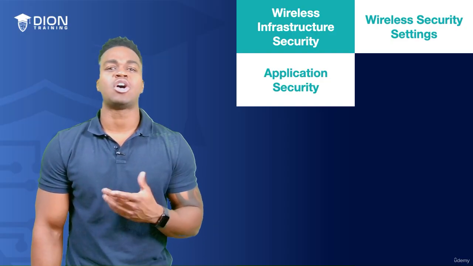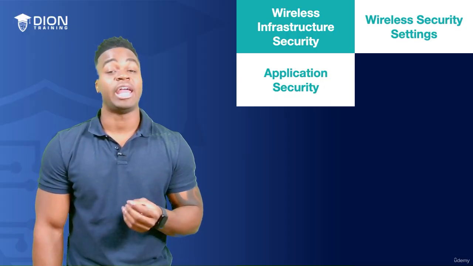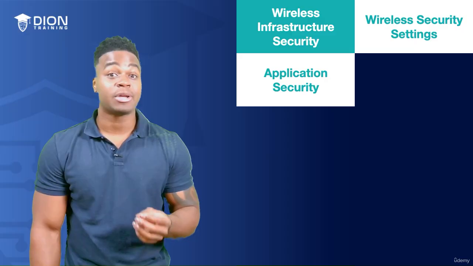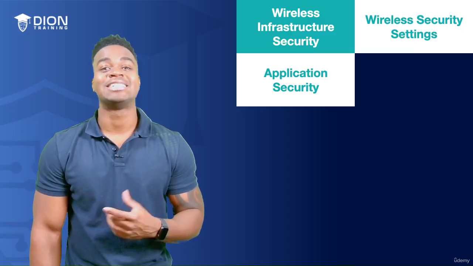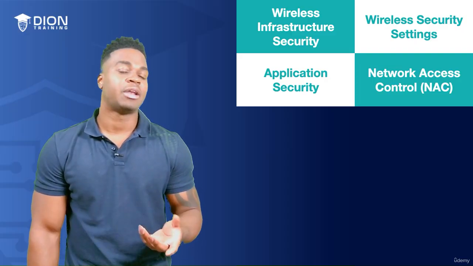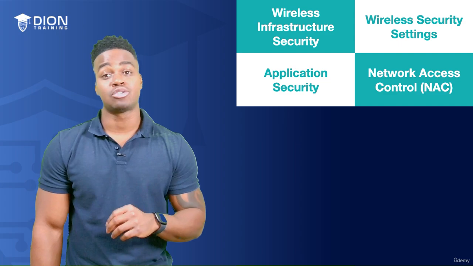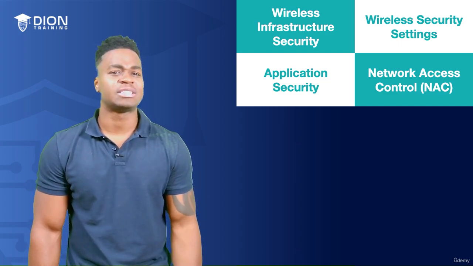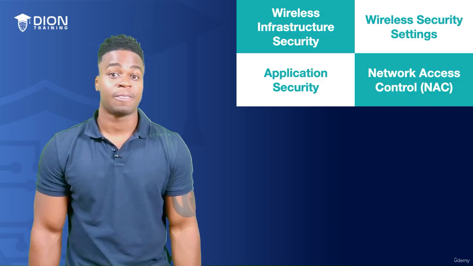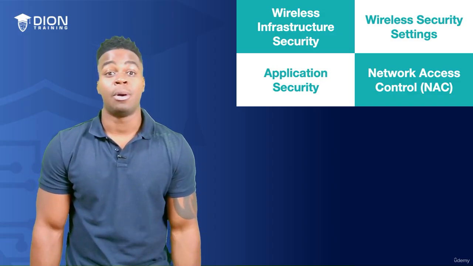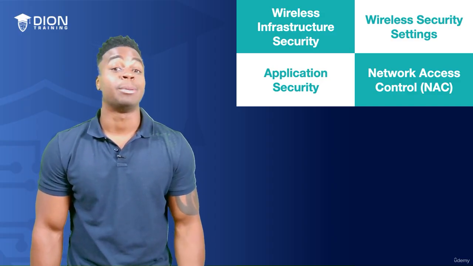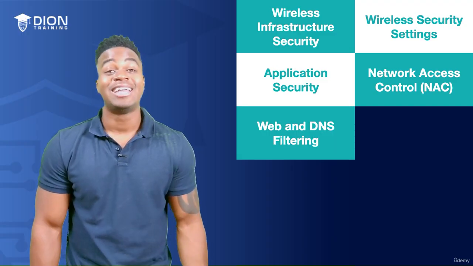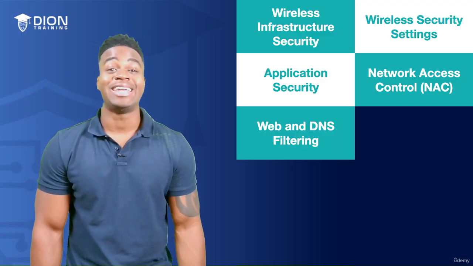Then we're going to talk about application security, including input validation, secure cookies, static code analysis, dynamic code analysis, code signing, and sandboxing. After that, we're going to discuss network access control, or NAC. NAC is a security solution that enforces policies on devices and users in the network. It is designed to protect networks from potential threats by restricting the availability of network resources to endpoint devices and users.